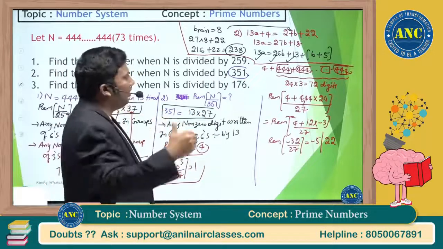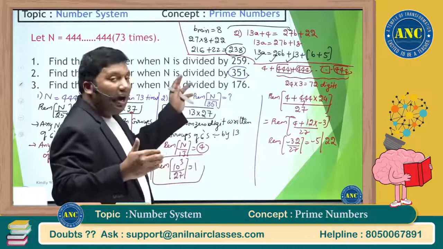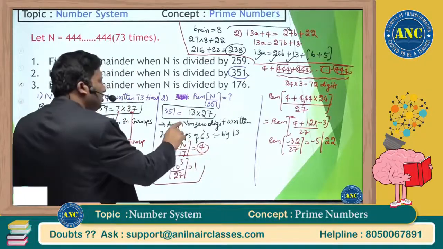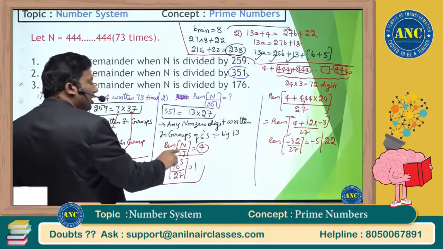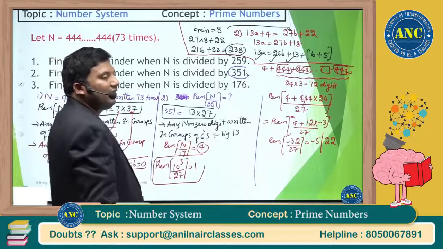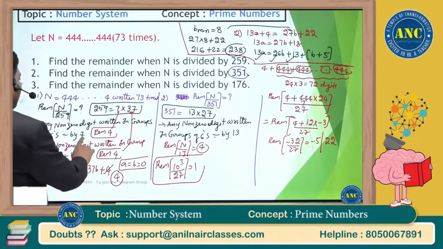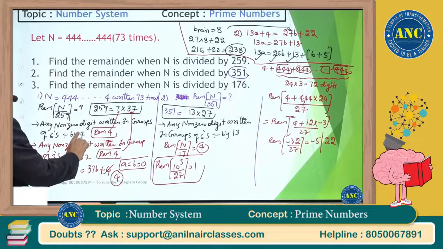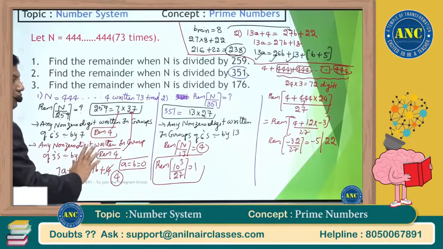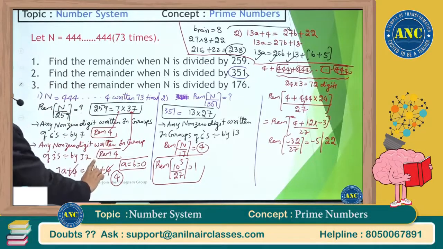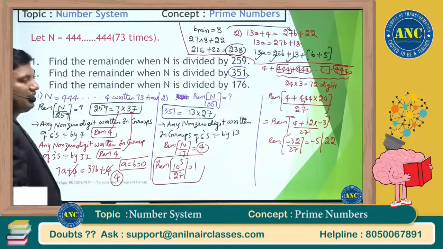Actually, you don't need to do all these. I removed all answer options. Check with the answer option. Which number when divided by 13 gives me 4? Here also, check with the answer option. Which number when divided by 7 gives me 4? If there is more than one answer option, then check it out with 37.